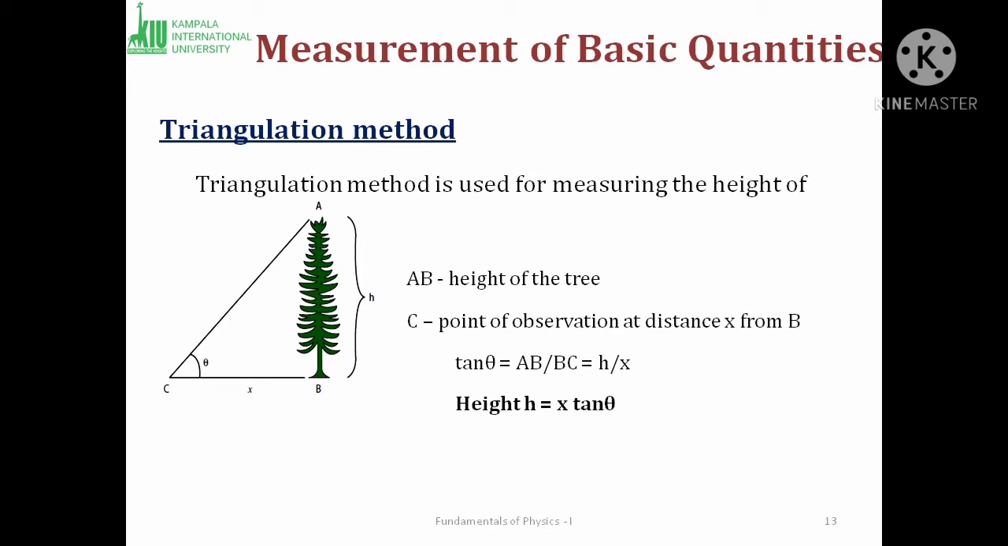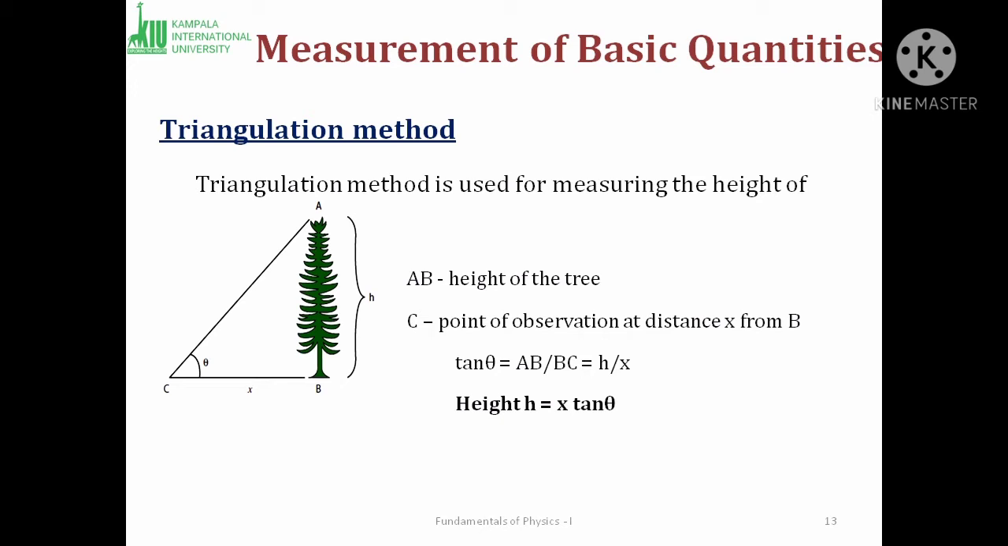First one is triangulation method. This method is used to measure the height of an accessible object. For example, we can measure the height of the tree or tower. See this diagram. AB is the height of the tree and C is the point of observation at the distance X from B. So place the range finder at C and measure the angle of elevation.